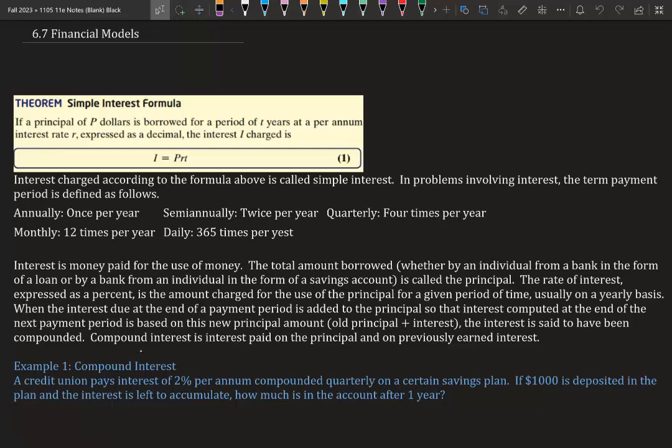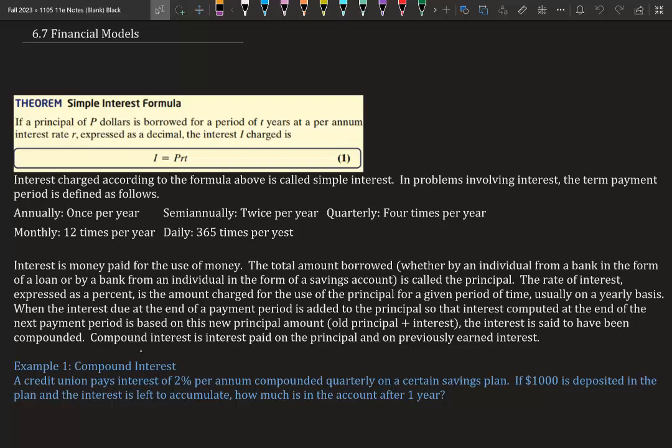6.7 Financial Models. Simple interest formula. If a principal of P dollars is borrowed for a period of T years at a per annum interest rate R expressed as a decimal, the interest I charged is I equals PRT. Interest charged according to the formula above is called simple interest.